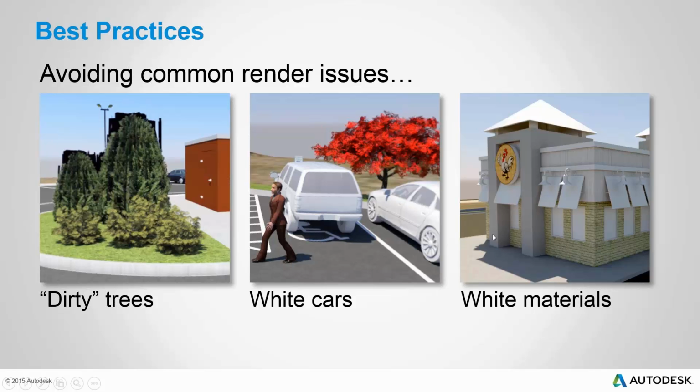Another one has to do with white materials. We saw this building had red and white stripes on it. You know, it had red awnings and black lights, but the first time that I rendered this through the cloud-based renderer, this is what I saw. So we're going to look at what causes white materials.